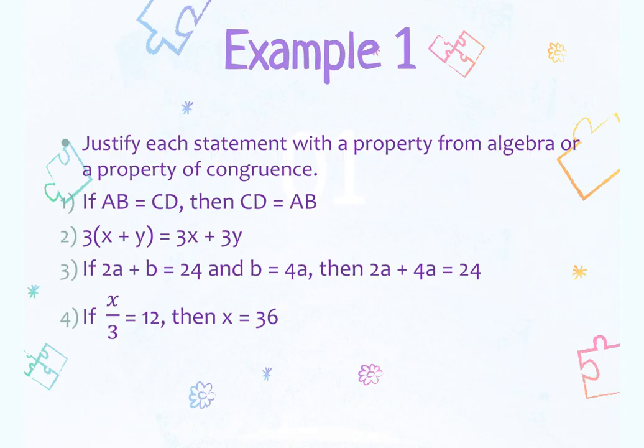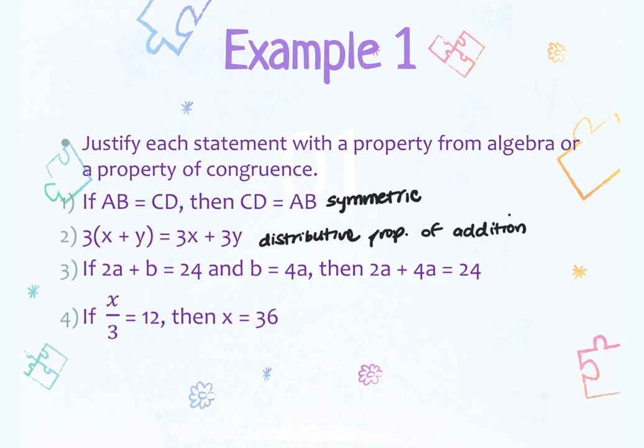All right, example 1 says to justify each statement with a property from algebra or a property of congruence. So if I'm going from the if to then here, in 1, if AB equals CD and then CD equals AB, this is your symmetric property. For 2, 3 times x plus y in parentheses equals 3x plus 3y, we distributed there, so this would be the distributive. And specifically of addition here.